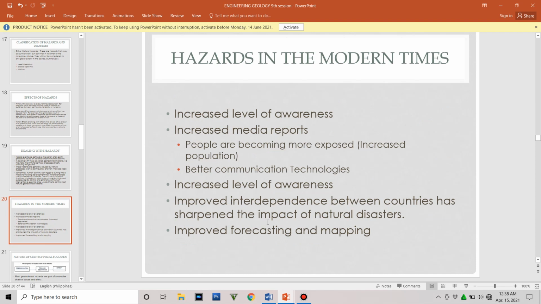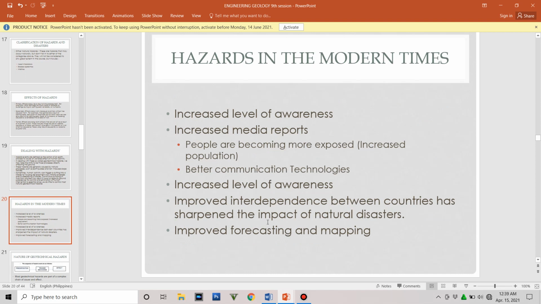So what will be the hazards in modern times? Seemingly, we have an increasing number of media reports regarding the occurrences of volcanic eruptions, earthquakes, floods, and other natural events. However, these processes have been occurring on Earth for several billion years. And why do we hear more about them now? Because we have more population that are being exposed to those hazards.